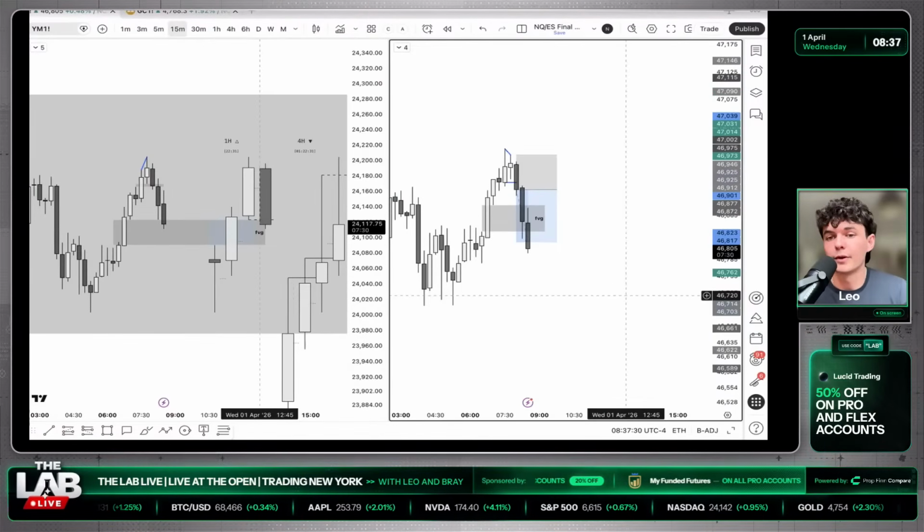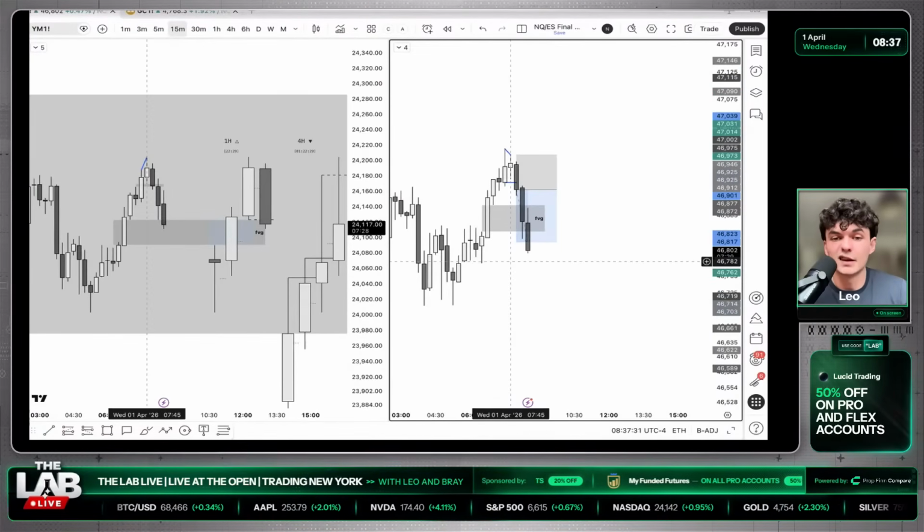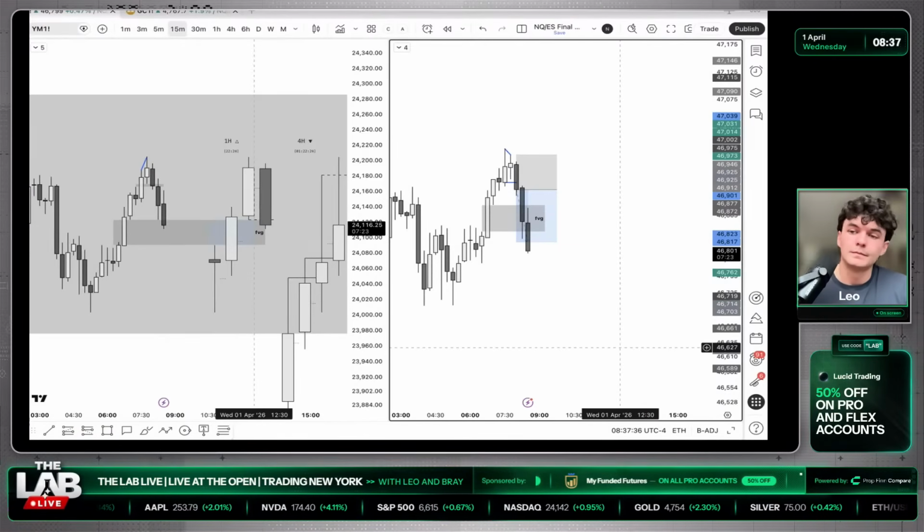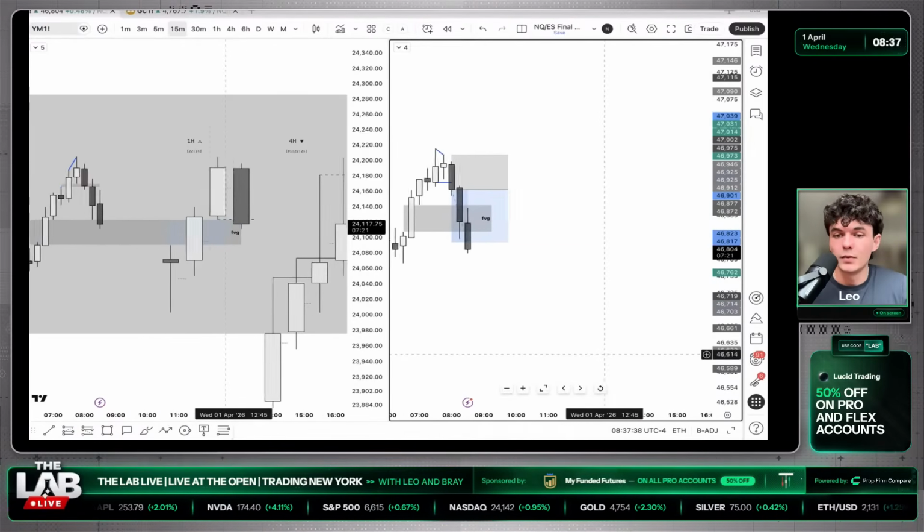YM's framework was actually pretty solid. And this 15 is most likely going to inverse as well. 799, 801, 804.